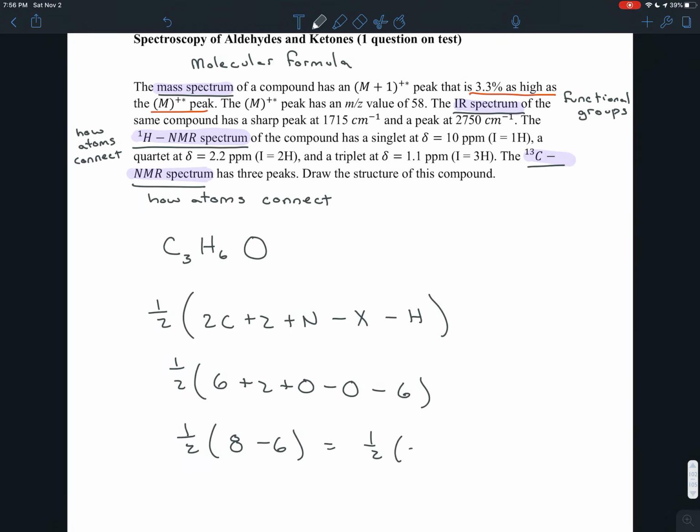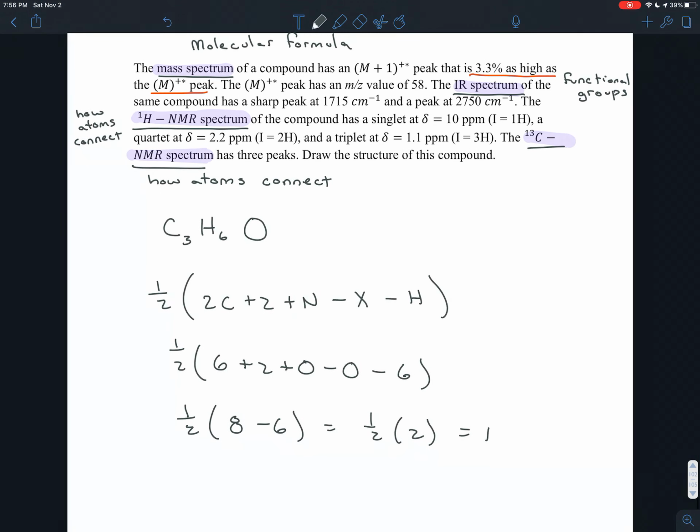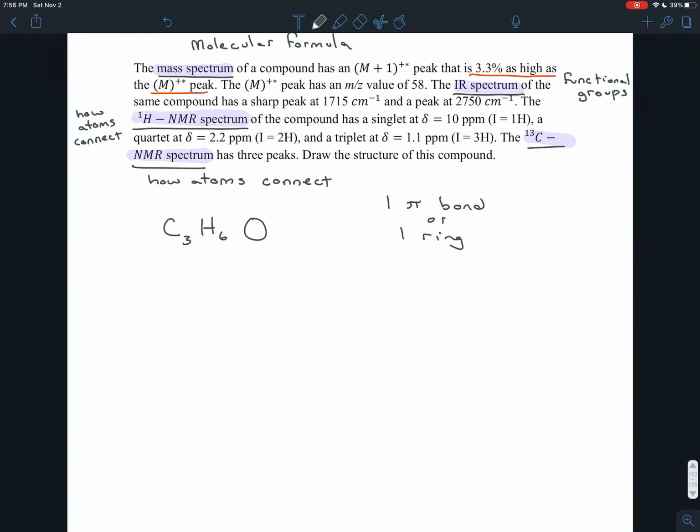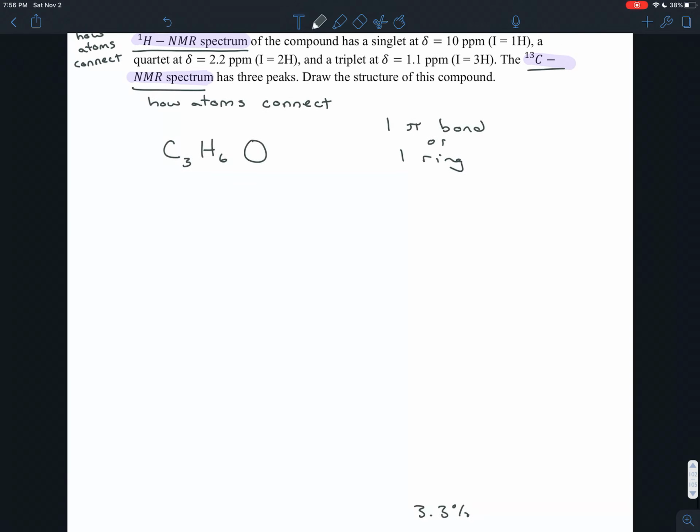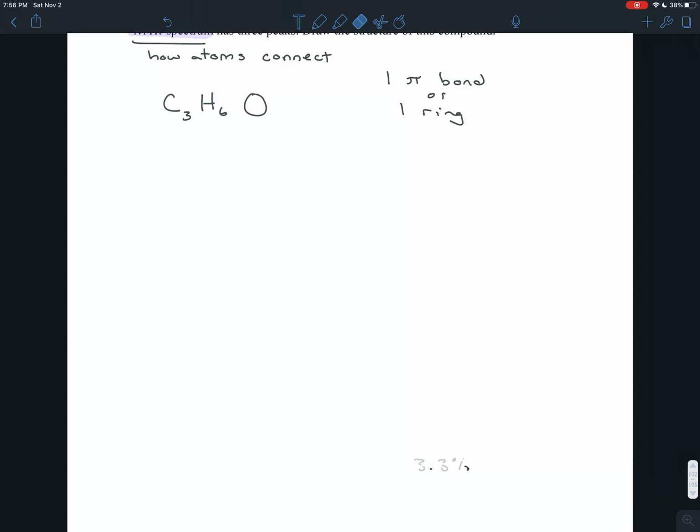that's 1/2 times 2, that's 1. So we have 1 degree of unsaturation. We either have one pi bond or one ring. Okay, so we have the molecular formula, and we also have some information about how these atoms are going to be connecting. We have to watch out for a pi bond or a ring. Well, we squeezed all of the information out of that mass spectrum like juice out of a lemon. So now we go on to the next type of spectroscopy, IR spectroscopy, and that tells us about the functional groups. Now in this chapter, we're going to be dealing mostly with aldehydes and ketones.